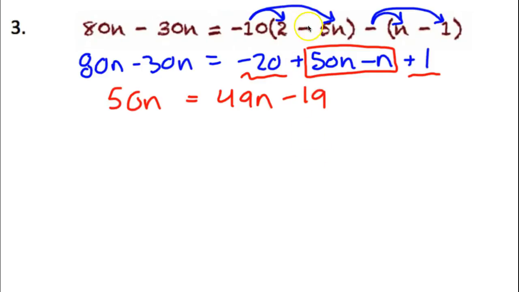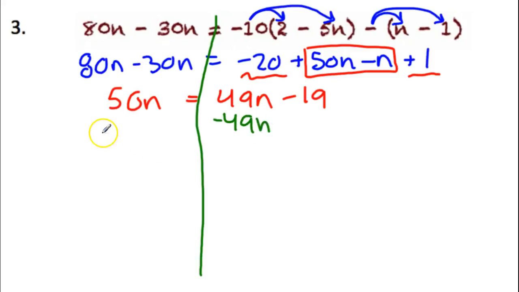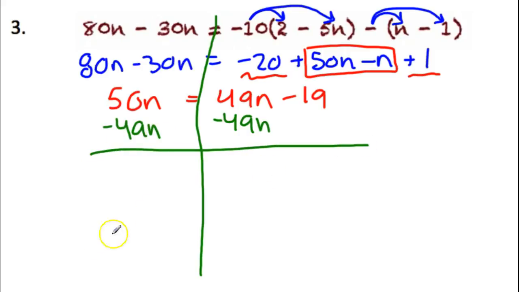So I distributed, then I simplified. That was step 2. Now I want to get the variable on one side and the numbers, the constant terms on the other side. So I have 50n over here, 49n over here. I'm going to move the n's to the left side. So I'll do a minus 49n here and a minus 49n over here. Well, let's see what happens.